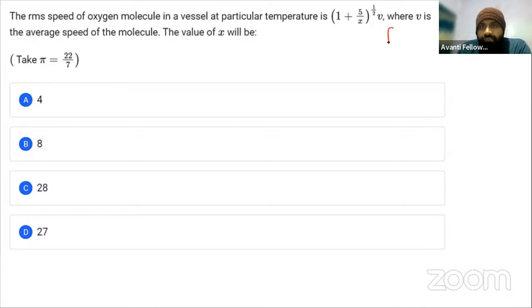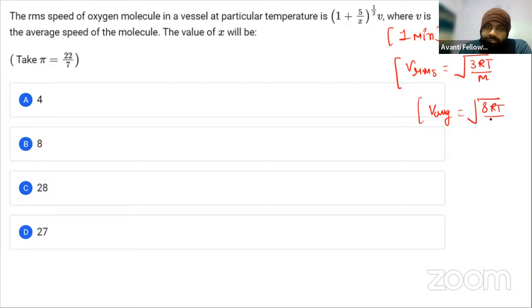So solve this question, giving you 1 minute to solve this question. Okay. And also I'm giving you a hint that V_RMS is root of 3RT upon M, and V average is root of 8RT upon pi M. These two formulas will be used in this question. Let's see who will crack this.